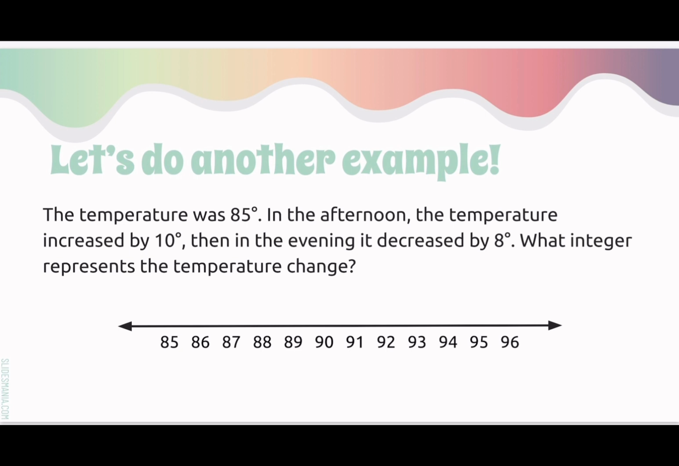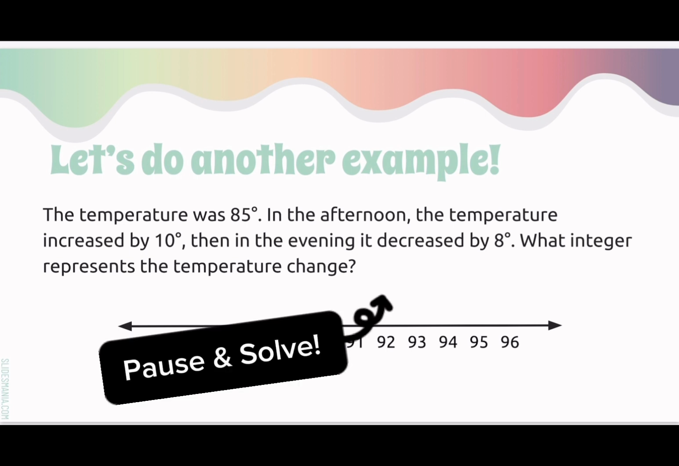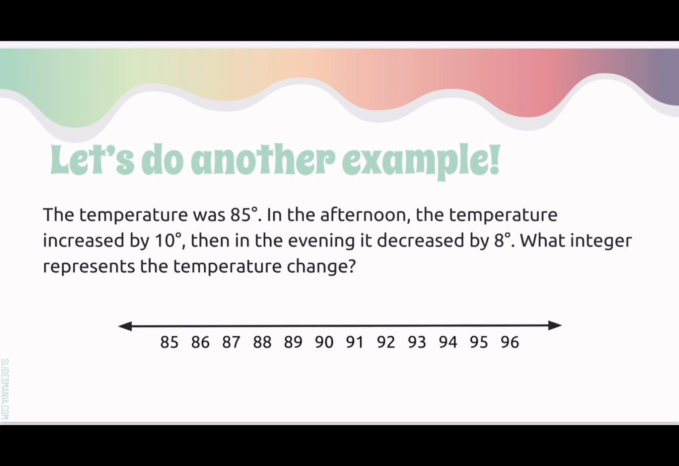Now, it's very similar to the other question. It's just phrased differently. So the temperature was 85 degrees. That means we're going to be starting at 85 degrees. In the afternoon, as it usually does, the temperature increased by 10. This is a positive action, so we are going to add 10 to this. This brings me to 95 degrees. That is a warm afternoon.